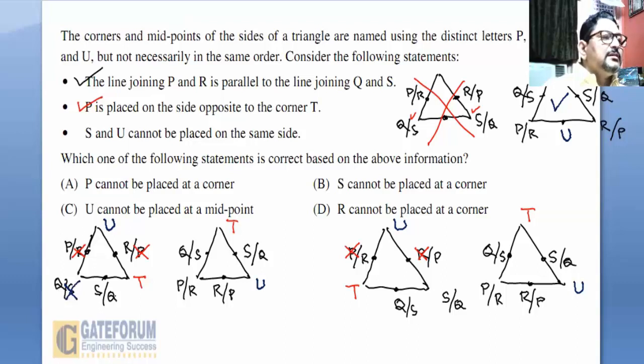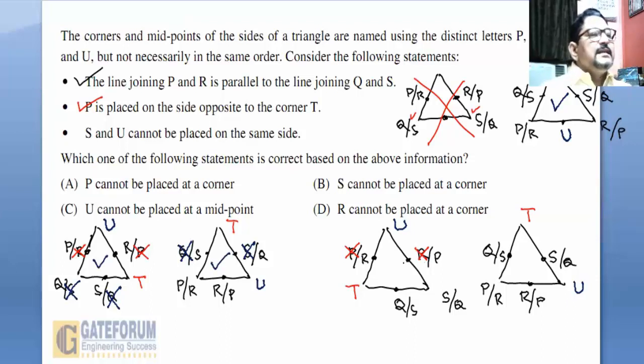Only Q can be here. So Q can't be here. And hence we get a unique scenario. Here, U and S can't be on the same side. So S can't be here. Only Q can be here. So Q can't be here. S is only here. So once again, a unique position. So all of these are happening.